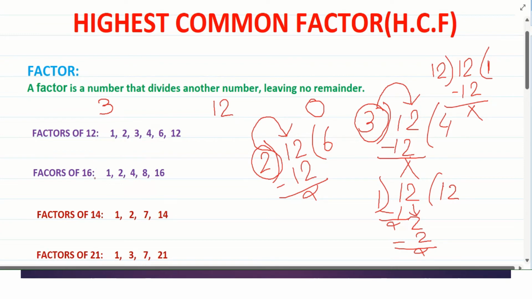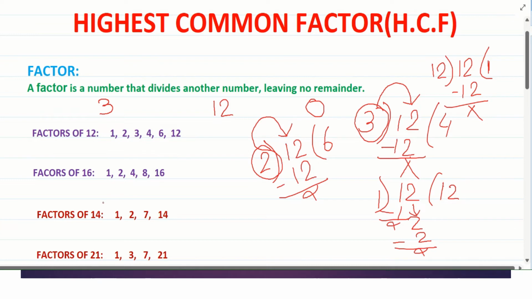When 4 divides 16, we know 4 fours are 16. So again 4 is a factor of 16. Similarly 8 twos are 16, means the remainder will be 0. So 8 is a factor of 16. Again, when 16 divides 16, the remainder comes out to be 0. So 16 is also a factor of 16.